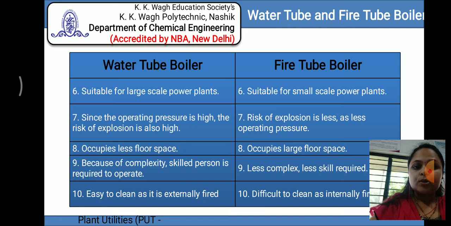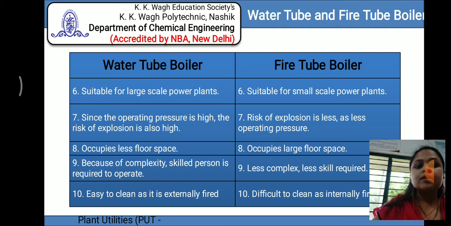Water tube boilers are suitable for large scale power plants and fire tube boilers are suitable for small scale power plants. Water tube boilers operate at high pressure and the risk of explosion is very high in the water tube boiler, and in the fire tube boiler the risk of explosion is very low and it requires very low operating pressure. Water tube boilers occupy less floor area, but fire tube boilers require more floor area.